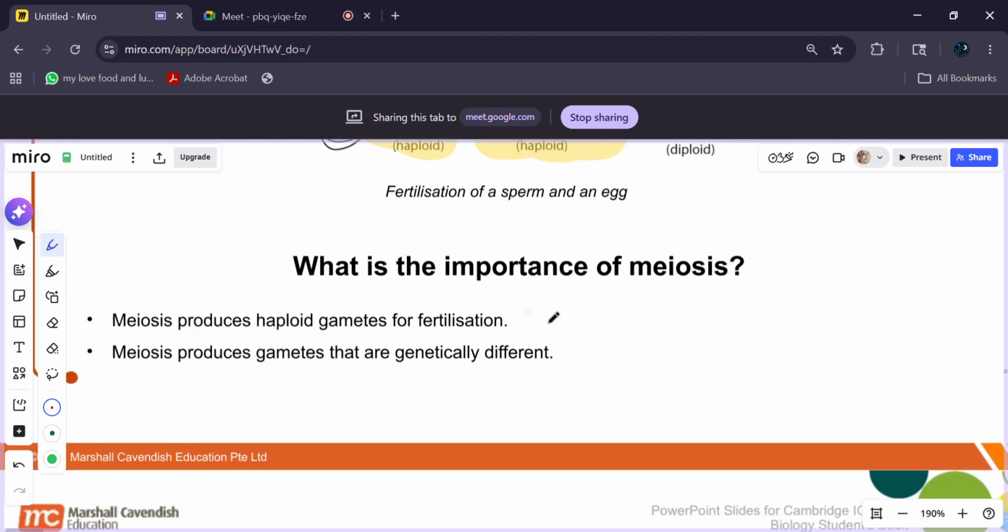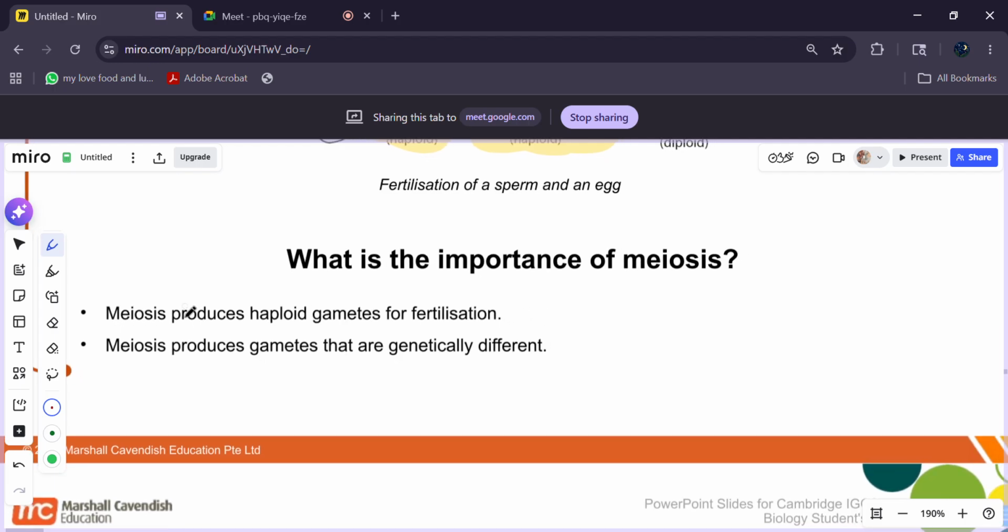Now, what is the importance of meiosis? Meiosis produces haploid gametes. During fertilization, the nucleus of the male gamete fuses with the nucleus of the female gamete. The normal diploid number of chromosomes is restored in the zygote. Meiosis produces gametes that are genetically different. So this is something you should understand, that during fertilization, when the nucleus of the male and the female gamete fuses, the normal diploid number of chromosomes is restored in the zygote. That means meiosis produces gametes that are genetically different.